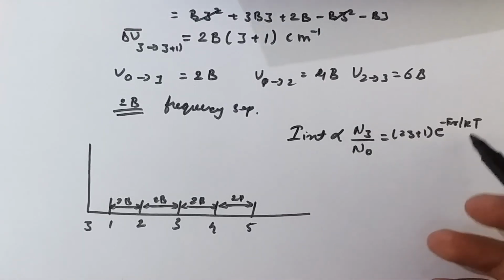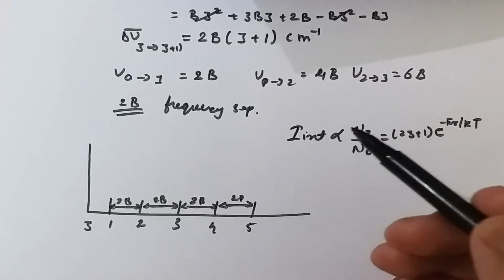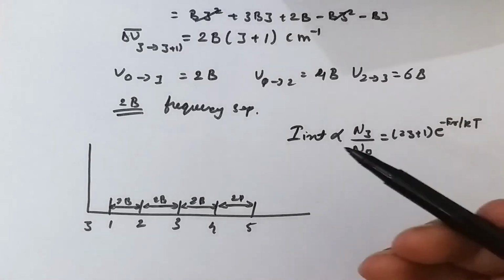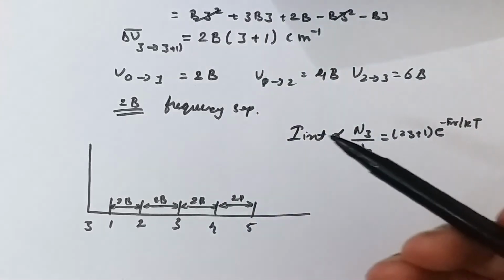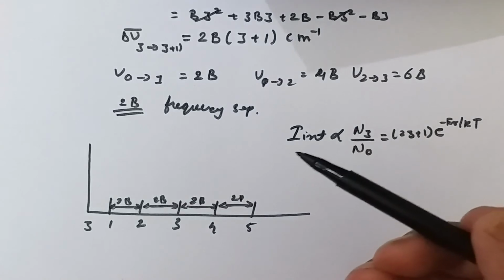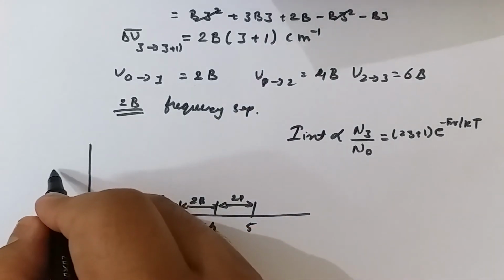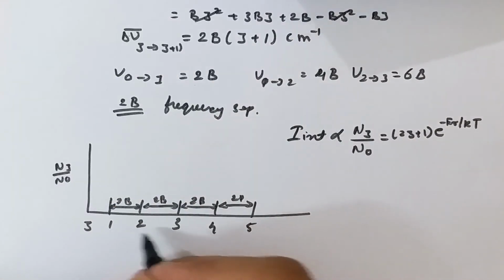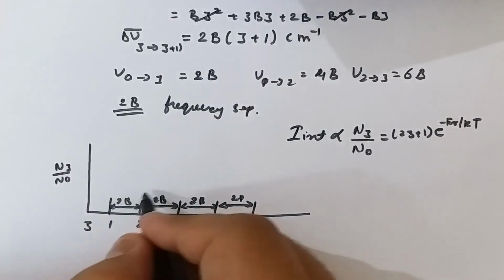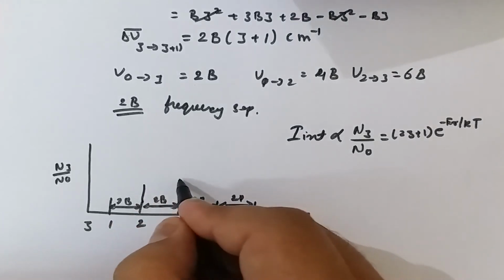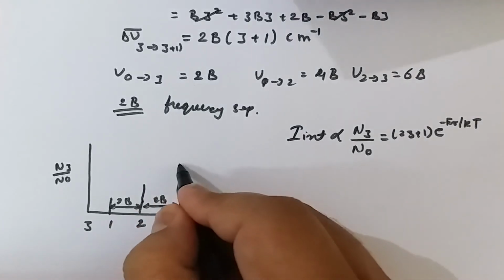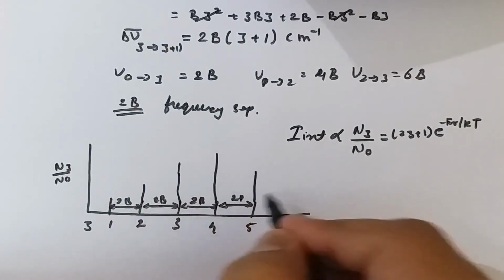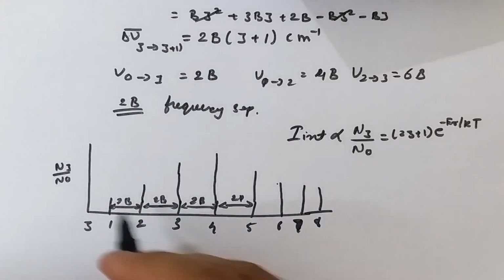That means with the help of this particular law, we can say which is our most probable distribution, and that most probable distribution will be the maximum, or most dominant. Okay, and if we plot a graph of intensity, or Nj upon N0, versus the angular momentum quantum number J, then it is observed that the intensity of the spectral lines will increase, and then it will decrease as the quantum number J increases.